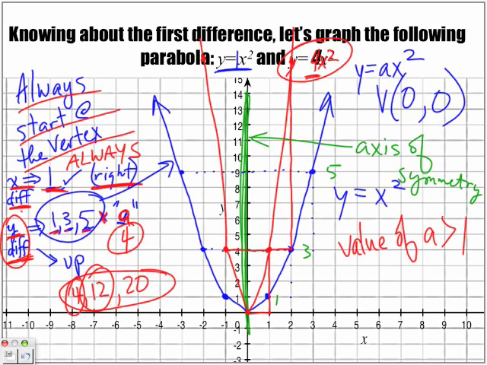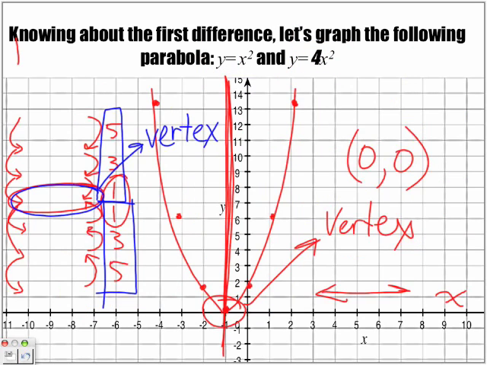As a became bigger than 1, the parabola got narrower. It got narrower, and look at where the first point for x was. Here's our first point for x. Look at our first point of x when our value of a got bigger. Okay, it stretched. It stretched vertically.